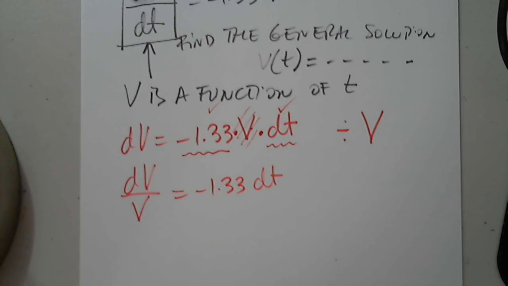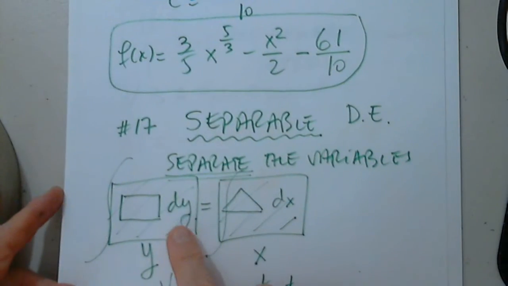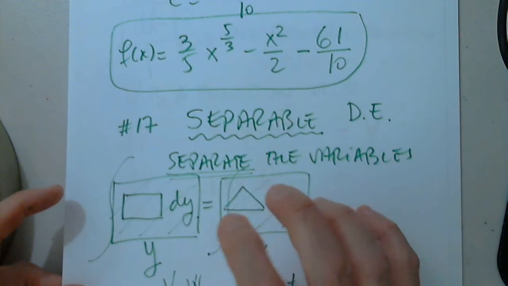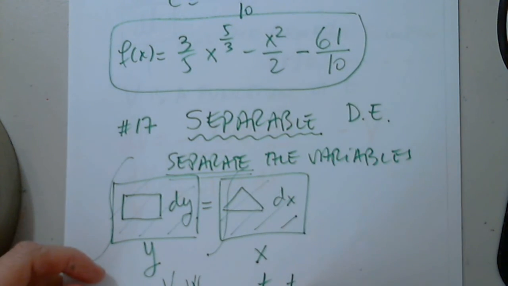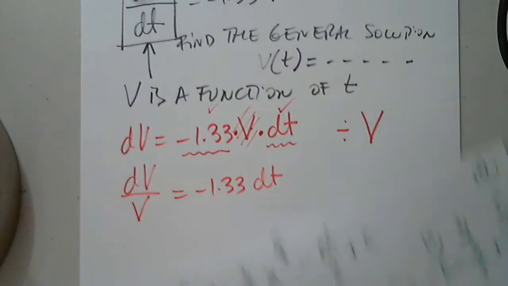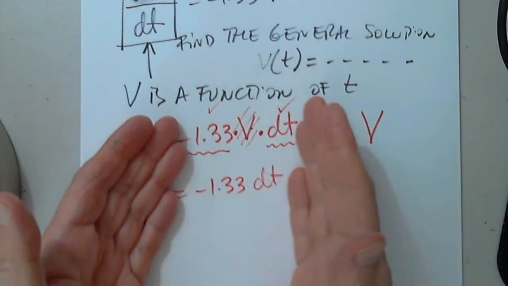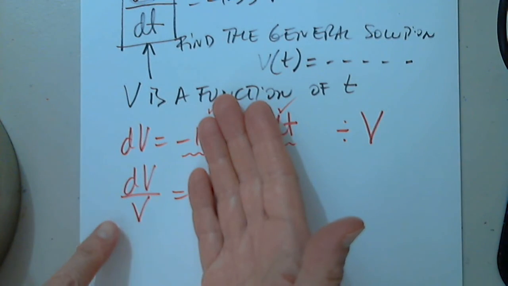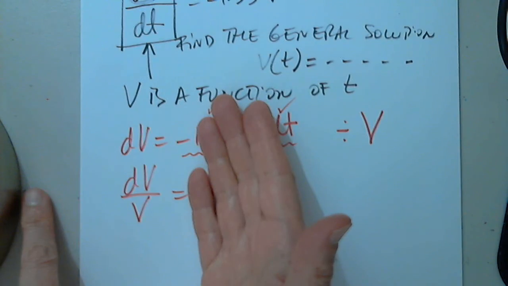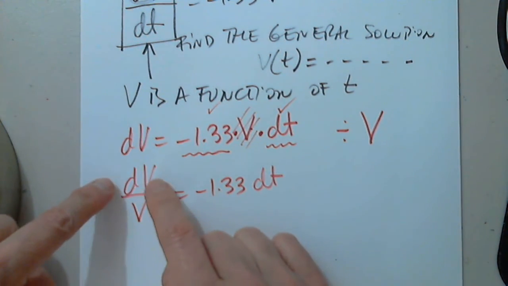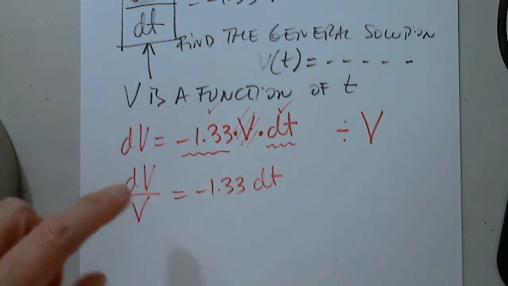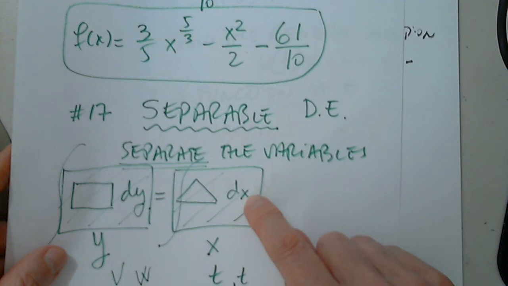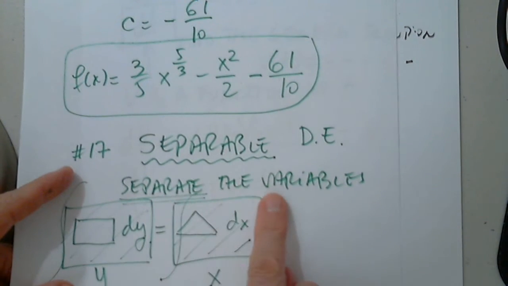So, did I accomplish this? Yes. I have one variable on this side with its corresponding dv, and I have the other variable on the other side with its corresponding dt. I don't even have t, but I have dt on this side, and v is on this side by itself. Whatever dv equals whatever dt. And I have it. I separated the variables.